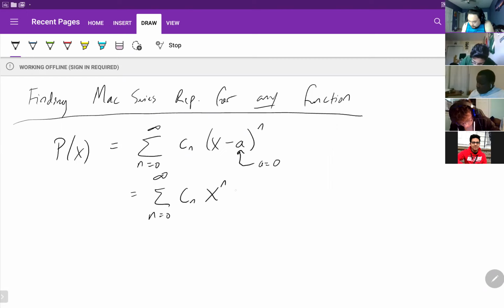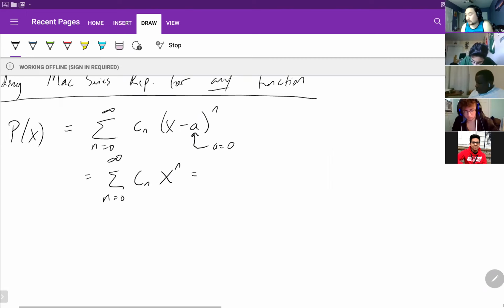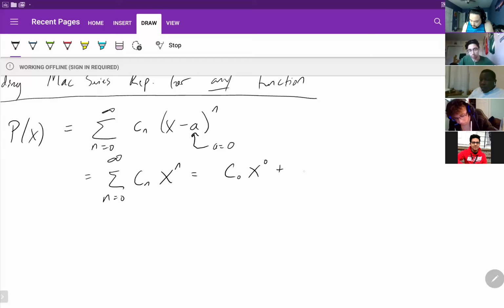We have about 20 minutes left, so I'll string out the first 5 terms. If I string out the first 5 terms, I get c sub 0, meaning I plug 0 into the sequence and it spits out a number, times x to the 0, which is just 1. Plus c sub 1 x to the first power, plus c sub 2 x squared, plus c sub 3 x cubed, plus c sub 4 x to the 4th.